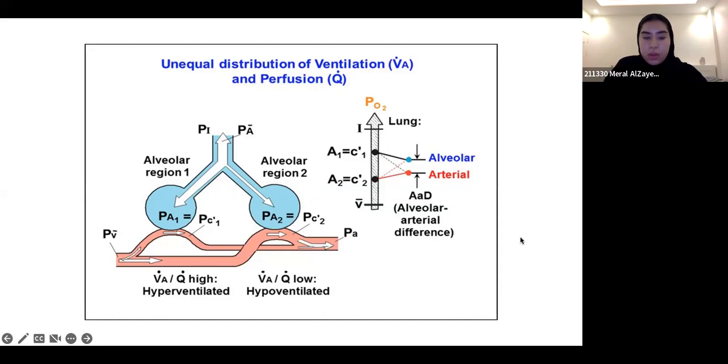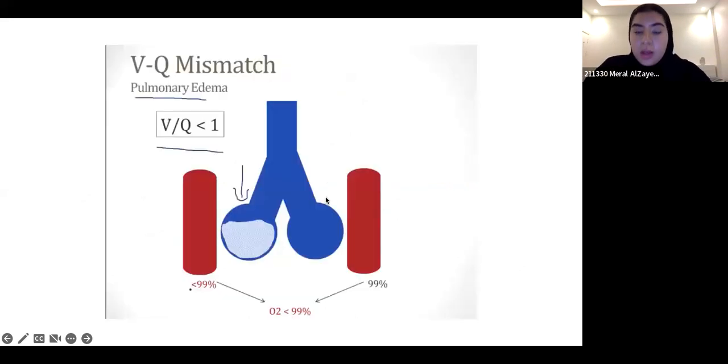Perfect. Okay. This slide I got from Boards and Beyond. This slide is only for further understanding. I will talk about pulmonary edema and how it can cause hypoxia or hypoxemia due to VQ mismatch. Pulmonary edema is a condition where we have liquid in the alveolus, and this liquid blocks the ventilation of the alveolus, which decreases the VQ ratio.